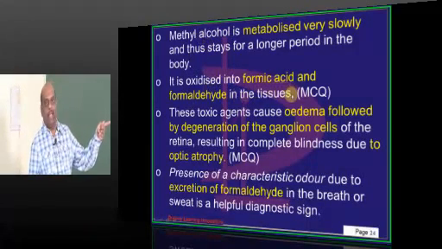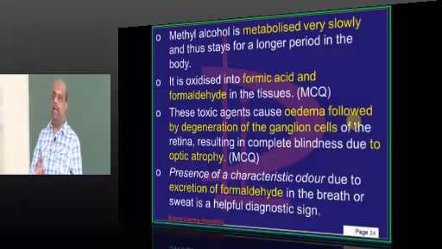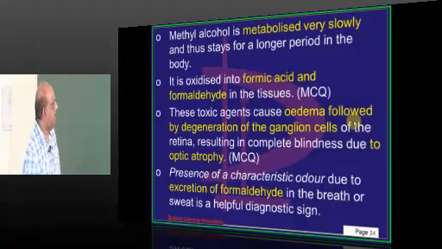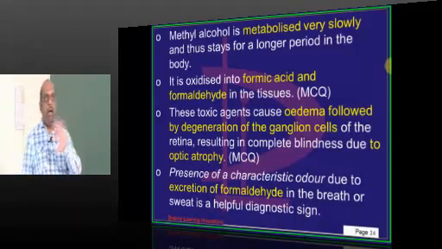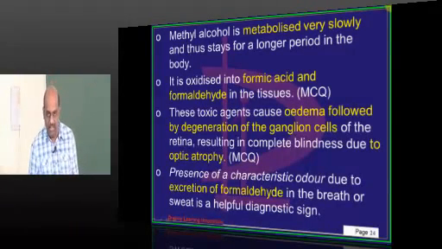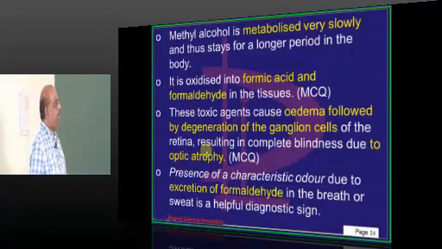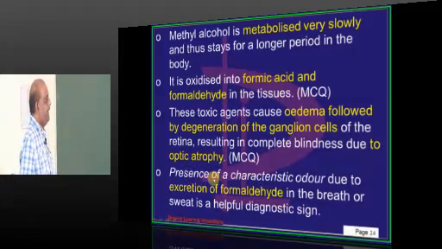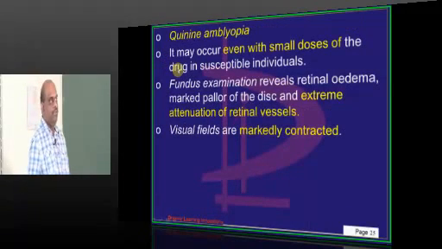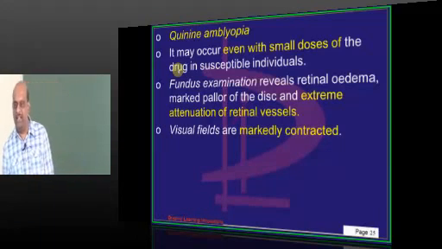Methanol is oxidized to formic acid, which typically converts into formaldehyde. Ultimately, it is the formaldehyde which is responsible for the loss of the vision. Favorite MCQs of the examiner. Then which part of the retinal cells are affected? Another common MCQ. Ganglion cells are the ones which are affected due to the toxic effects of the methanol. And it can also lead to optic atrophy. And there can be a characteristic odor due to the excretion of that formaldehyde. We will anyway read it in more detail in our forensic medicine, which is all about poisoning and others.